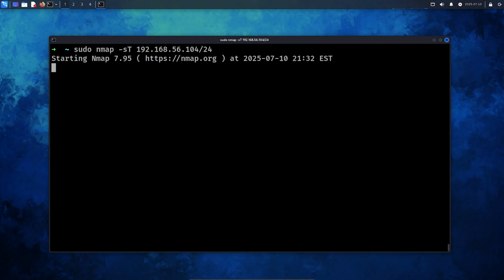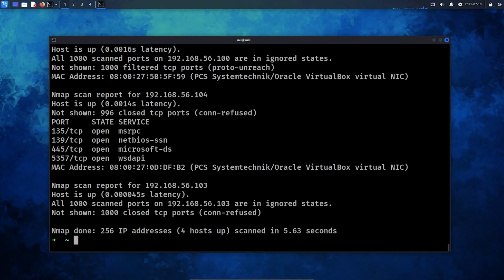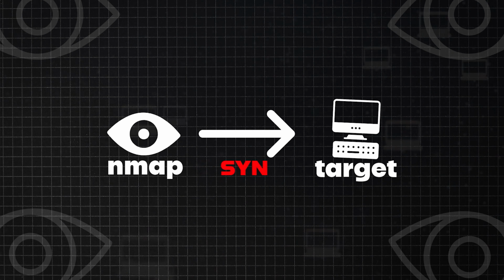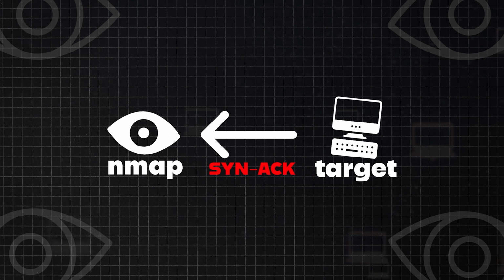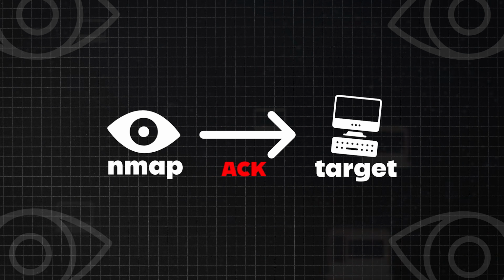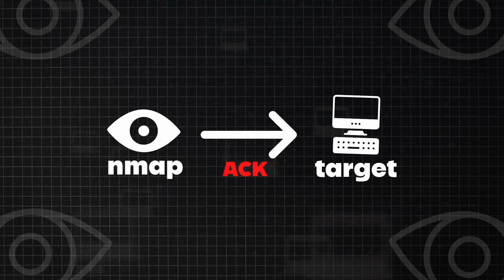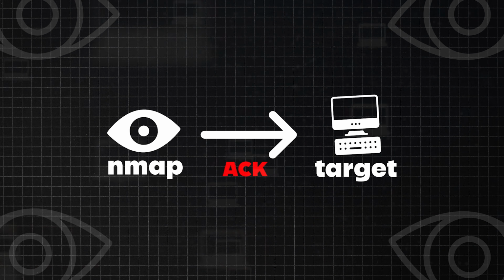Next is the TCP connect scan, which is specified with the -sT flag. Unlike the stealth scan, this one completes the entire TCP handshake. Nmap sends a SYN and then gets a SYN-ACK and then replies with an ACK to complete the connection. This is more obvious, so firewalls and intrusion detection systems are more likely to notice this.